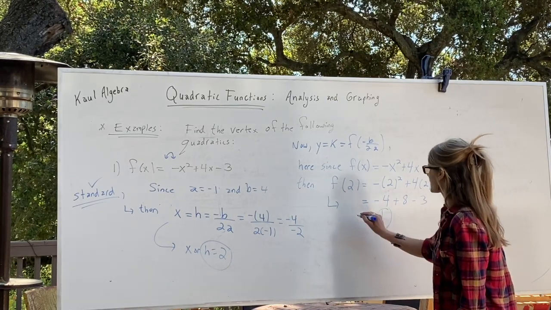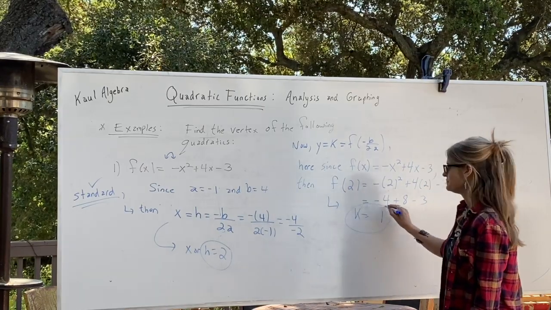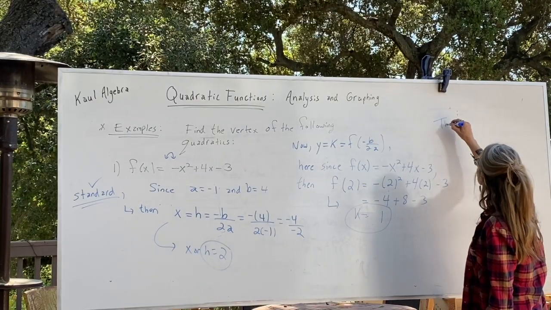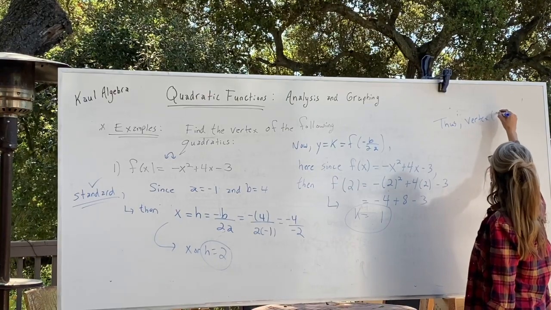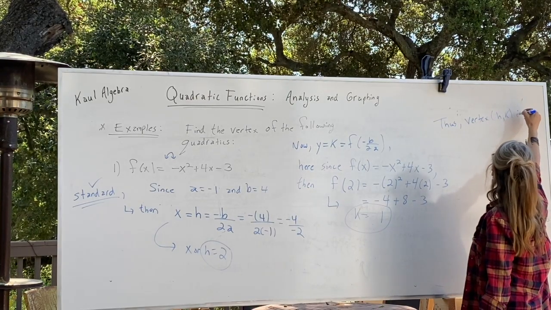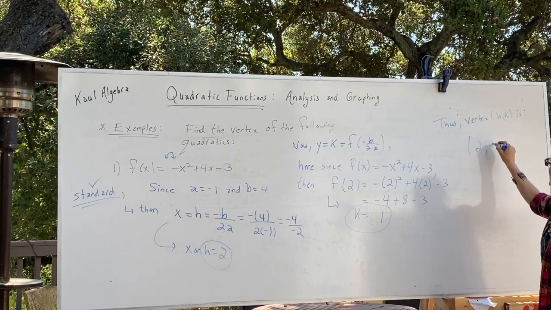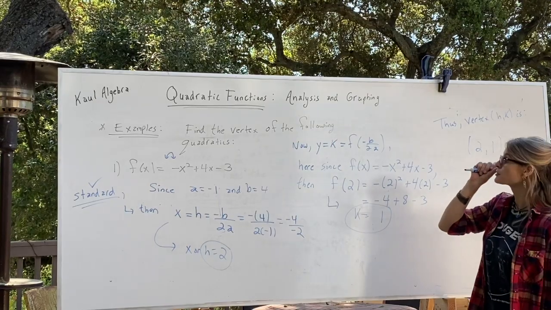Okay, so I get k is equal to 1. Thus, the vertex (h, k) is going to be (2, 1). So that's the opening point for this parabola.